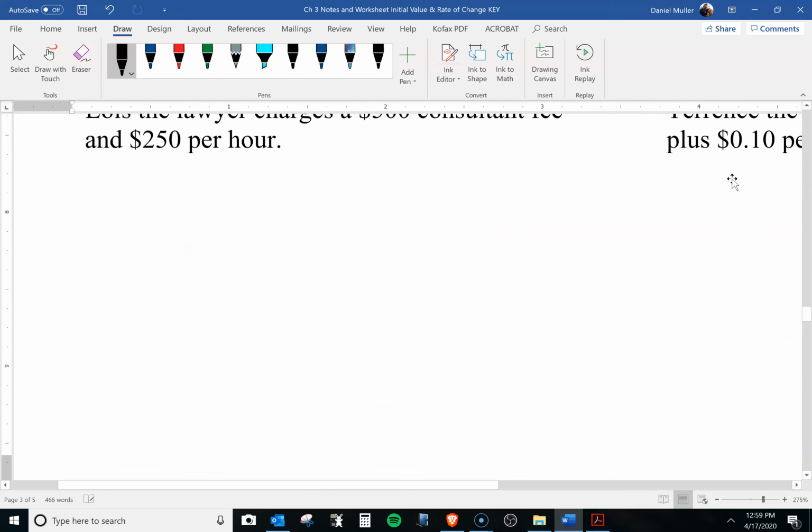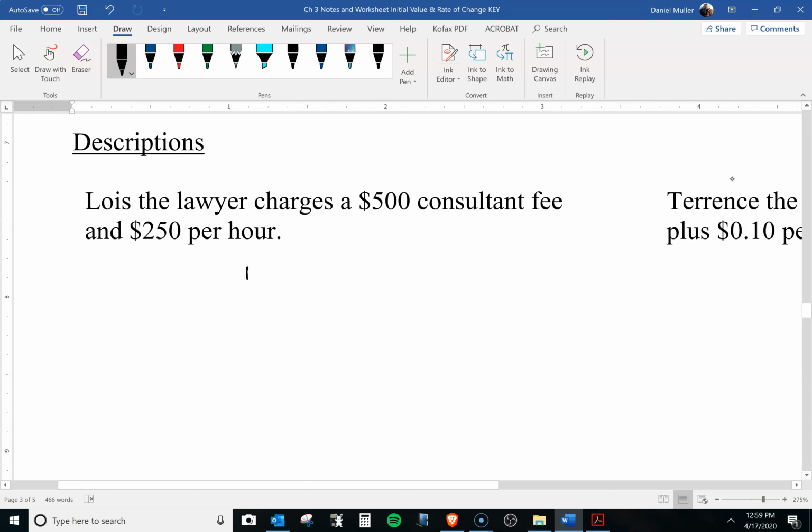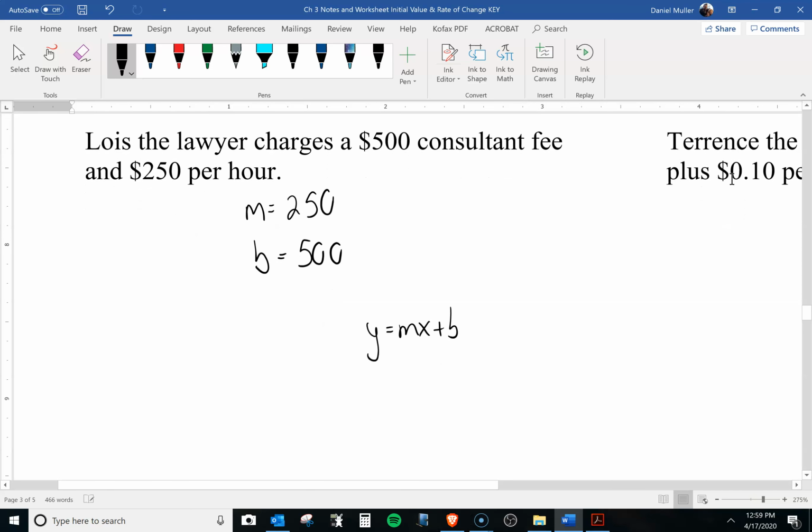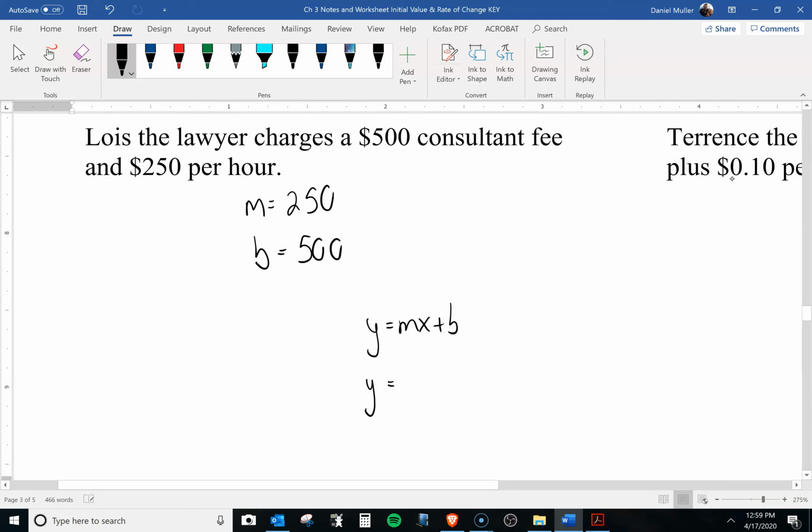And then I'll do the other one after, but let's do this. Our m value was our rate of change. Well, that was the 250. Our initial value was 500. So the equation of the line, y equals mx plus b, is going to be y equals 250x plus 500.